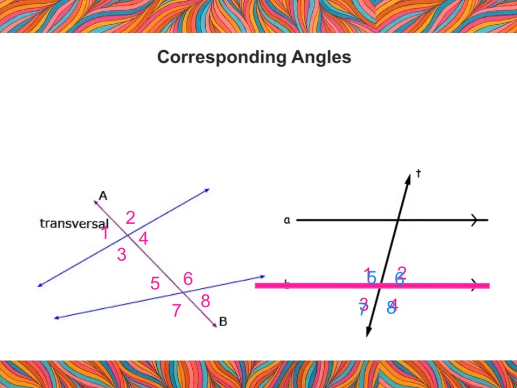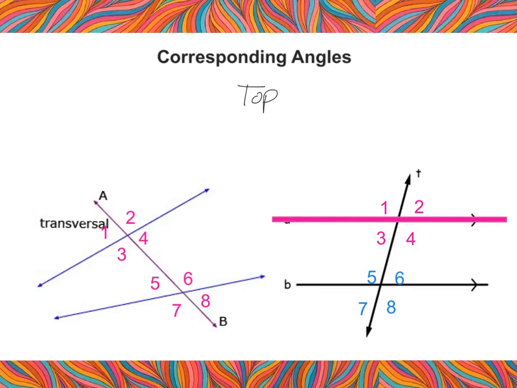Okay, so that's not really what I wanted to do. I wanted to move these back up. Here we go. All right, so corresponding angles, again, are in the same relative position. So I could think, for example, that in the top left, I see angles 1 and 5. So if I look at both of these intersections, I see angles 1 and 5.